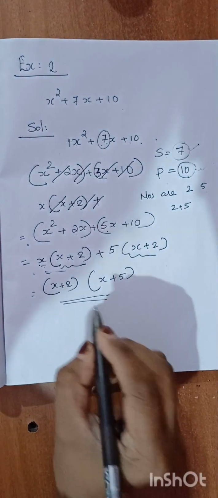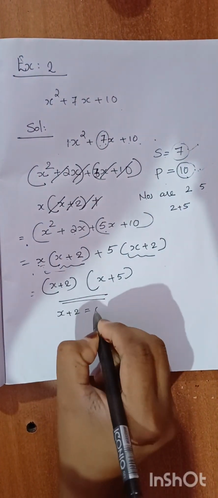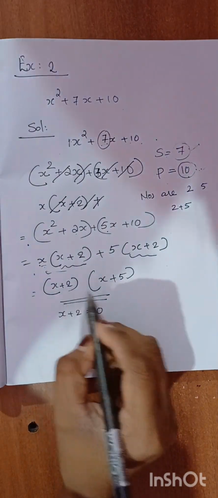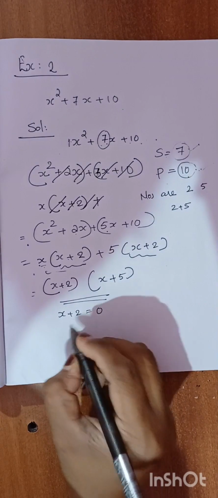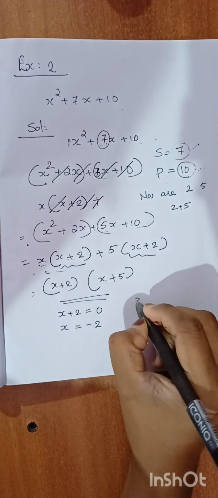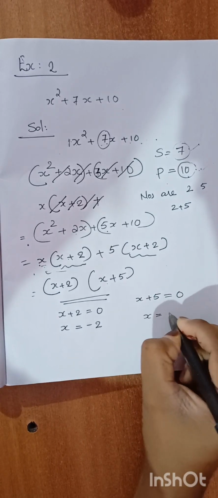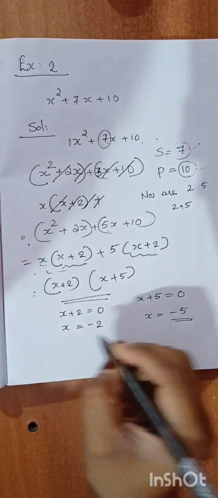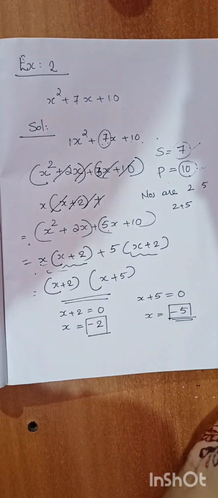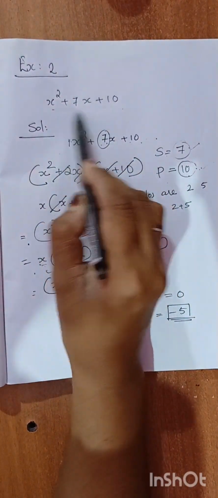So from this you have to find out the zeros. That is, x plus 2 is equal to 0. You have to equate this x plus 2 with 0. That is, x plus 2 is equal to 0. Then x will be equal to minus 2. And here the second bracket is x plus 5 equal to 0. Then the value of x is equal to minus 5. That means minus 2 and minus 5 are the two zeros of the given quadratic polynomial here.